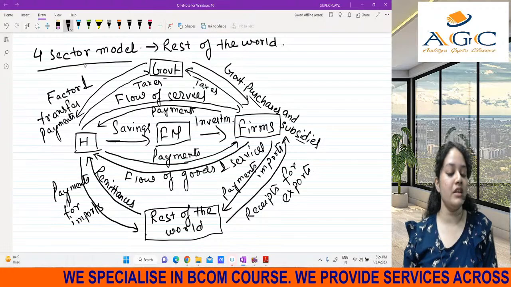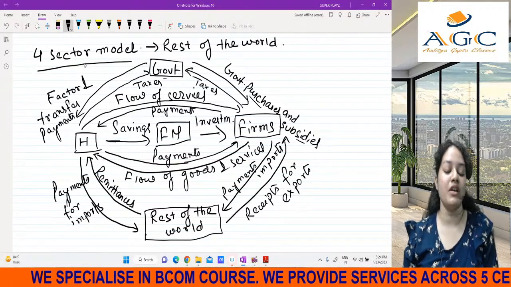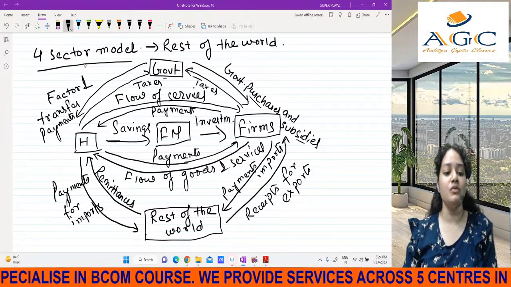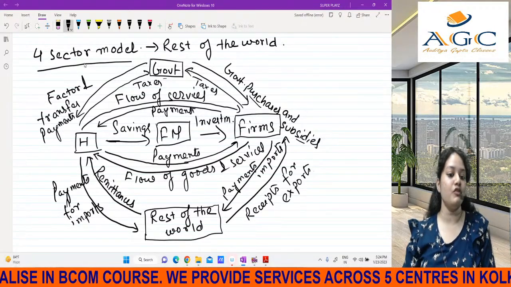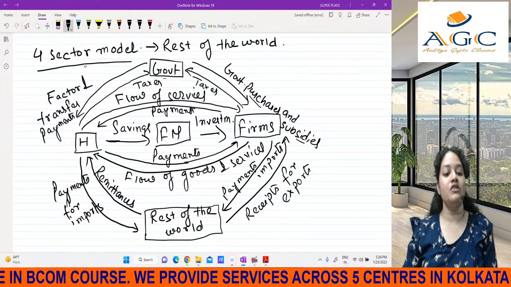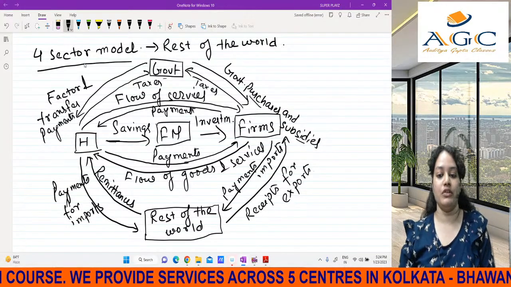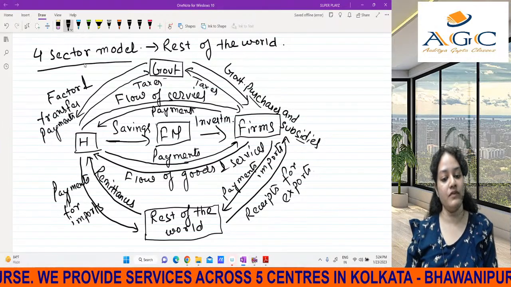And from the household to the rest of the world, what is coming? Payments for imports. As in, we might be buying imported goods. So that is our payment. Like we have to make payments for those imported goods. So payment for imports comes into that division. Now, this portion we have done.